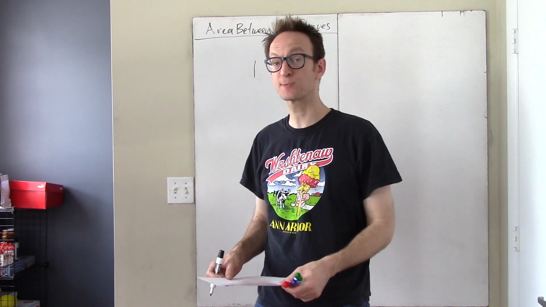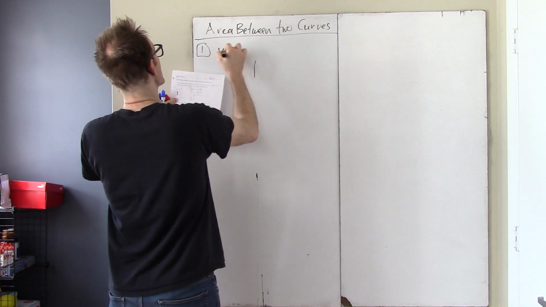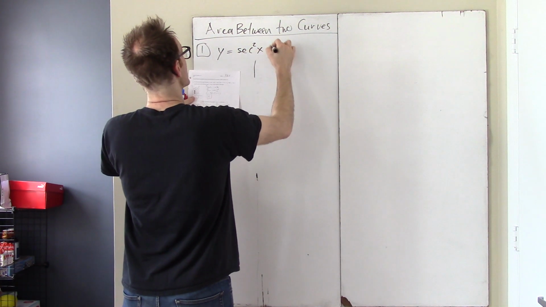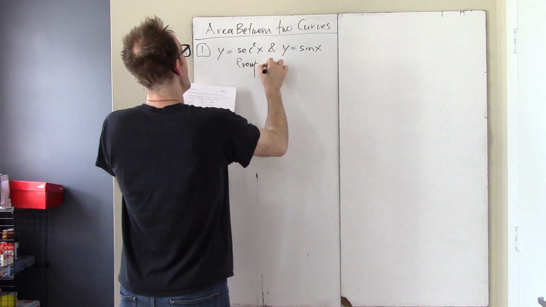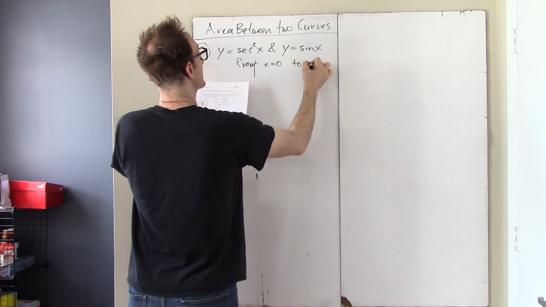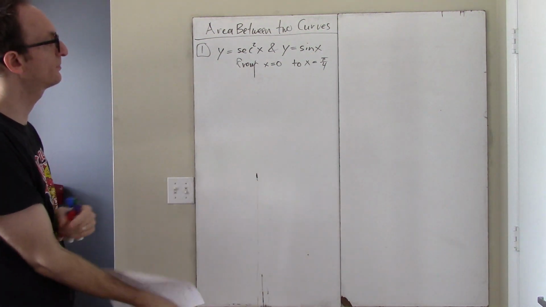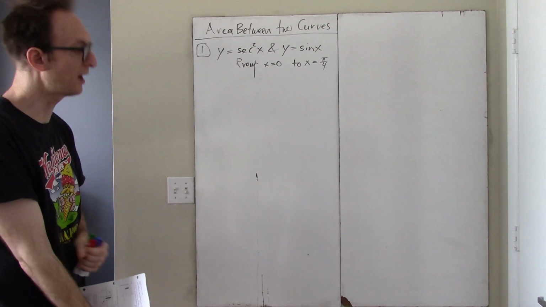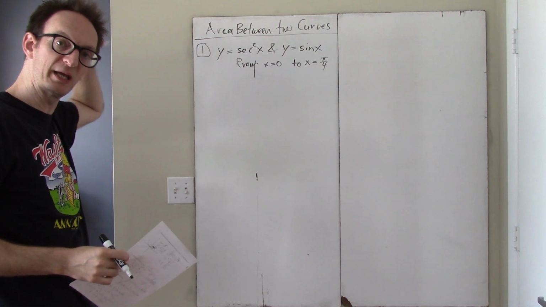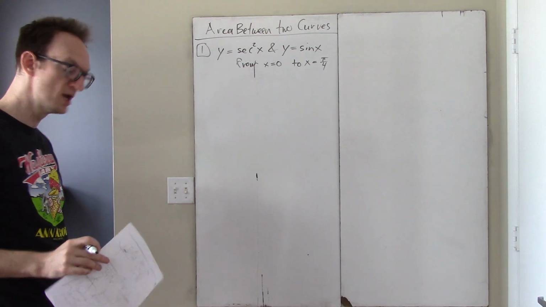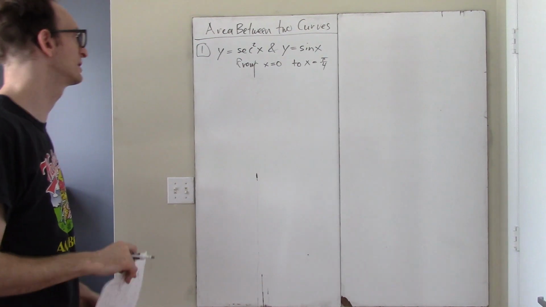Let's go! The very first problem says, find the area of the region between, this is number 1, y equals secant squared x and y equals sine x from x equals 0 to x equals pi over 4. The hardest part of doing these problems can be the fact that you have to read, interpret, understand, think, and draw the pictures and understand the situation that's going on. So there's a lot of care that goes into setting it up. So we need a good graph.